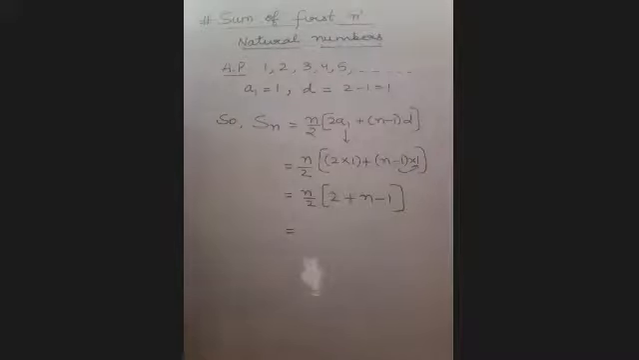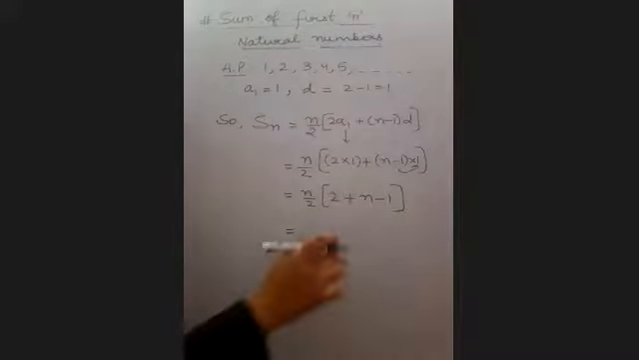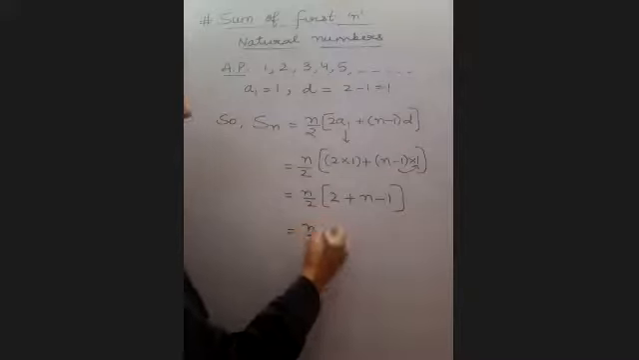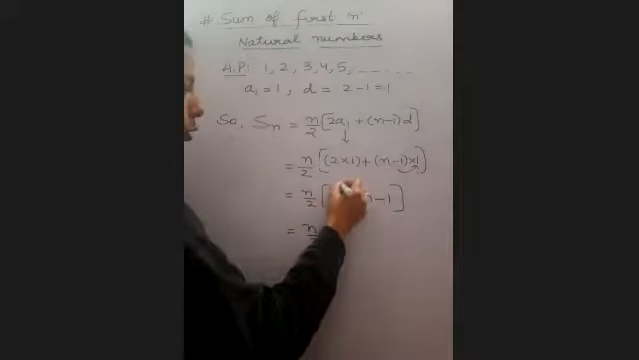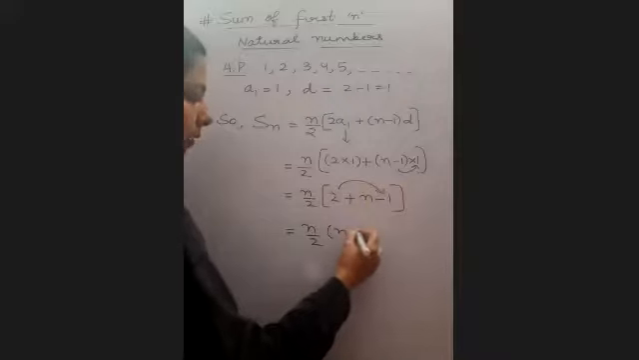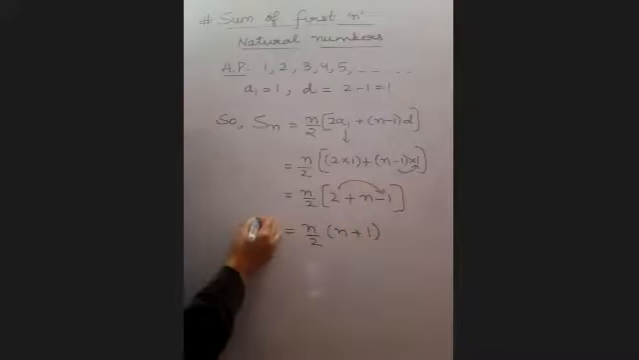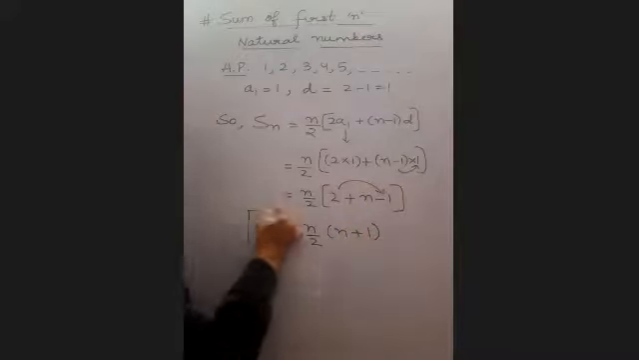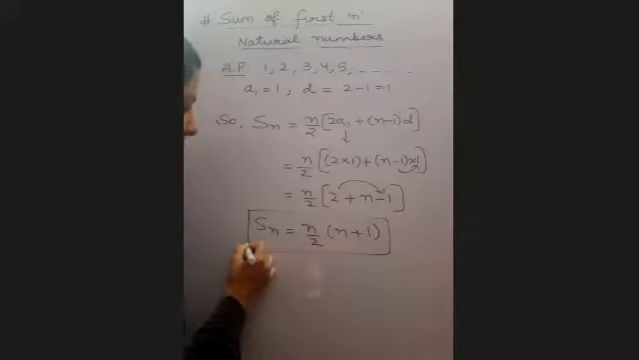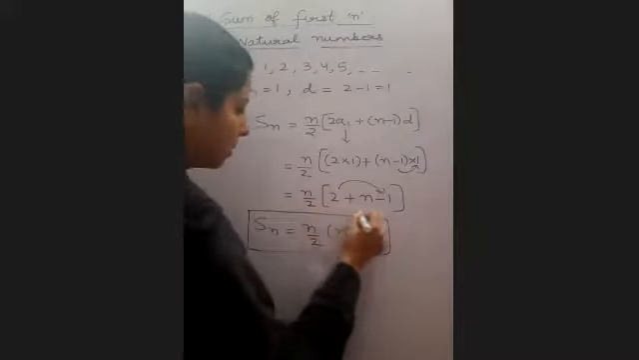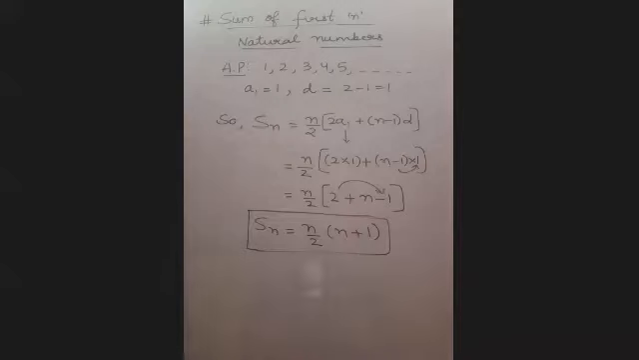Okay. Next, n by 2 in the bracket, 2 minus 1 makes it 1. So n plus 1. So this is the formula to calculate the sum of first n natural numbers.